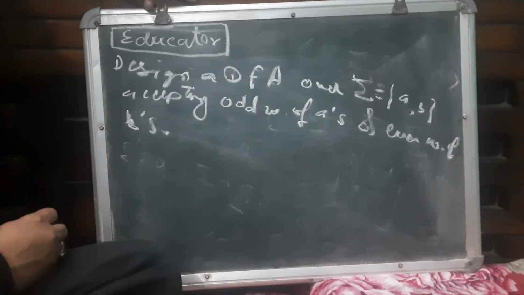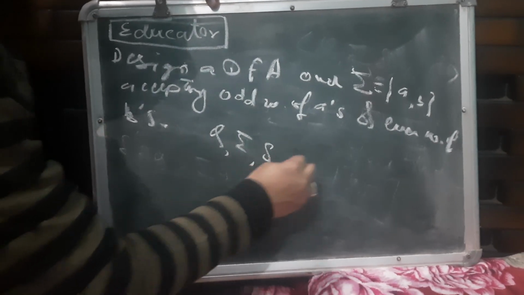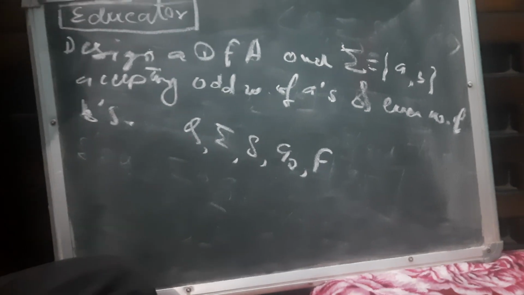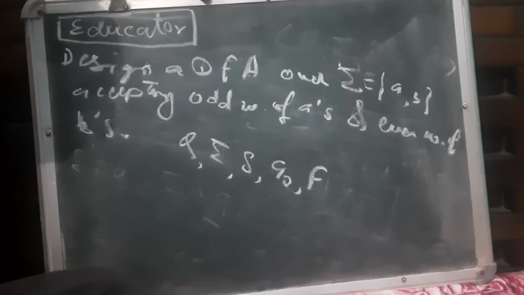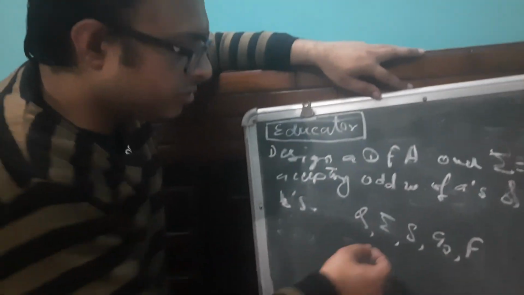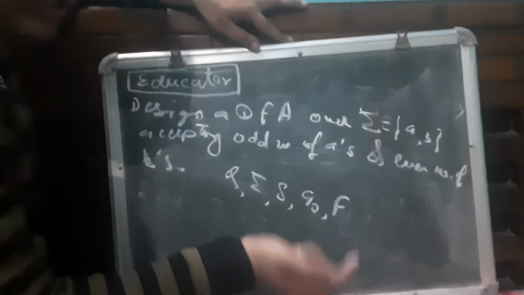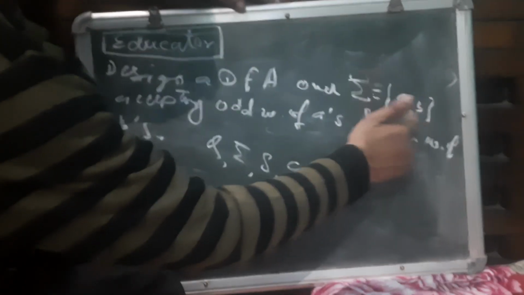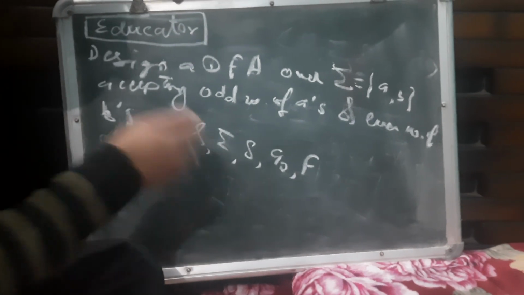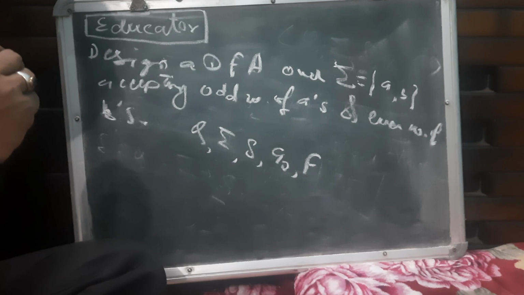Now understand this. See, we have 5 tuples: Q, sigma, delta, Q naught, F. Input alphabet is clear. The word alphabet comes from, for example, the English alphabet which consists of 26 letters. So it is a subset of that. It is sigma, which consists of, we are designing an input alphabet which has 2 symbols only, A and B.